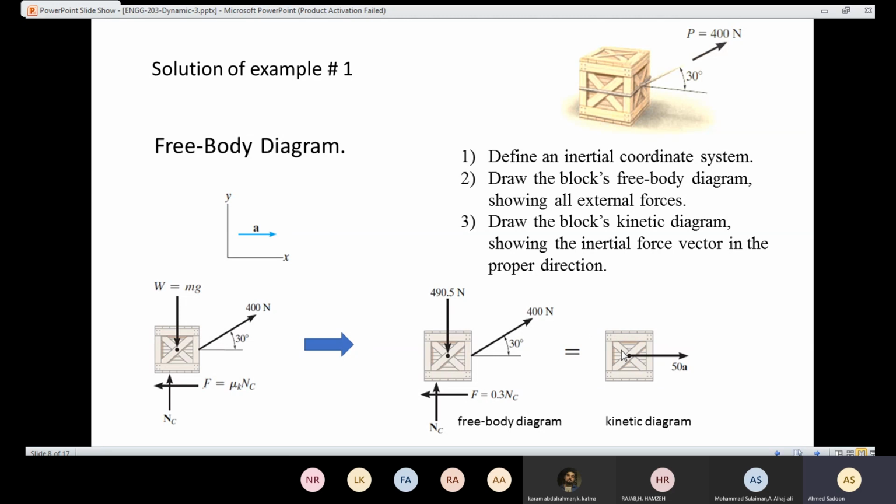As a result, I'm going to have acceleration in the direction of the motion. And I can say that the acceleration here is in the direction of x, so I'm going to call it ax. What about y? Do I have acceleration in y? In the y direction, I don't have any movement. That means the value of ay is going to be 0. So now I come up with the free body diagram showing all the external forces. And here we have the kinetic diagram showing the inertial force.